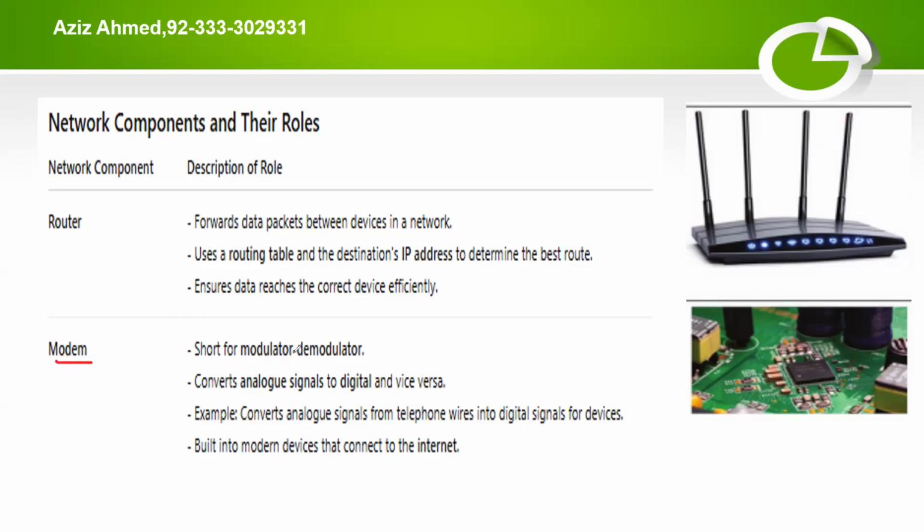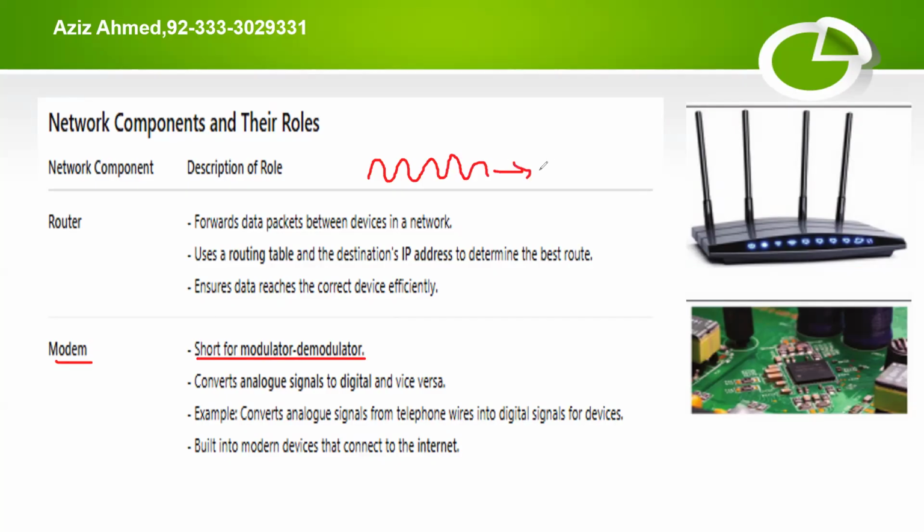Modem. Initially, when internet came, we were using it at home, but right now it is not used at home. It is used by service providers. It is short for modulator, demodulator, because there are two types of signal. One is analog. Our data moves on cable or telephone network in this form.